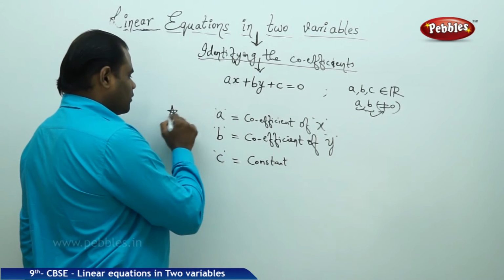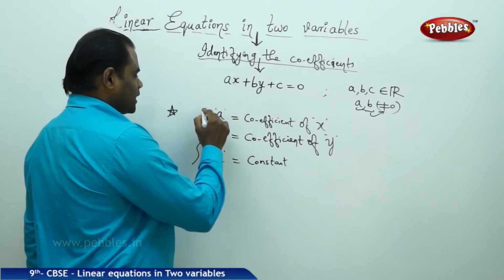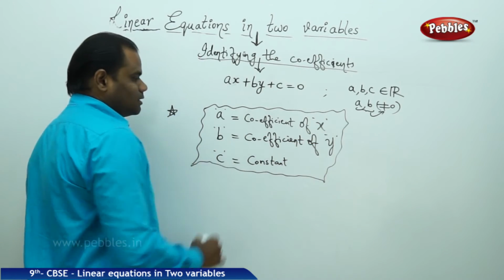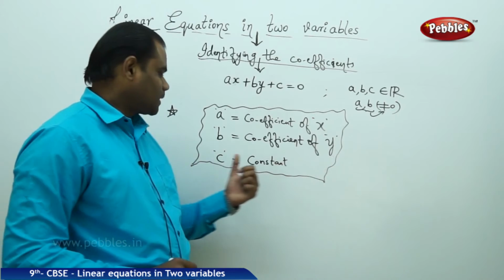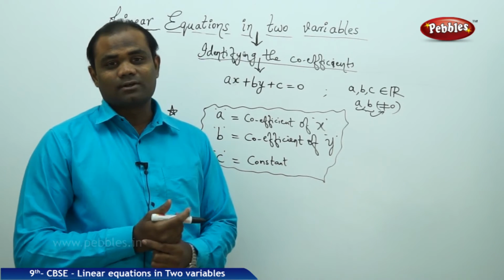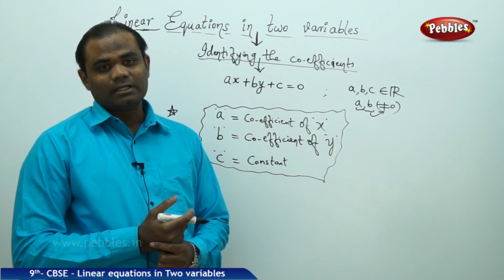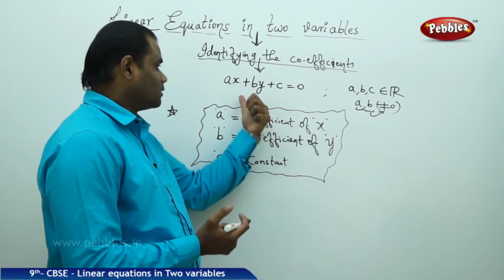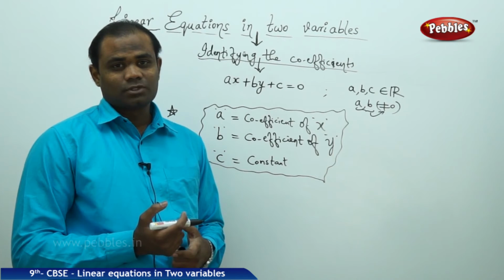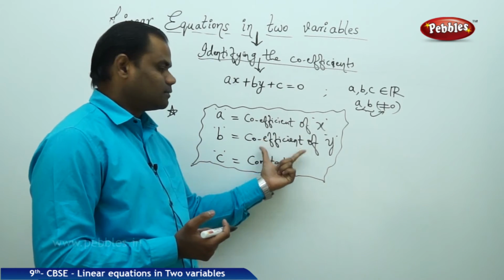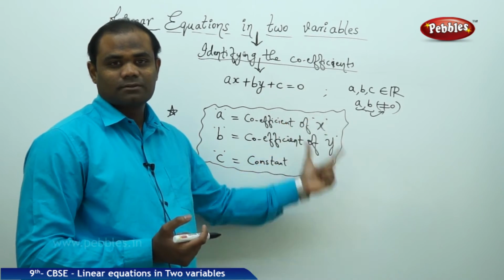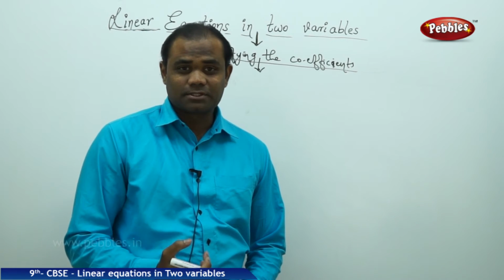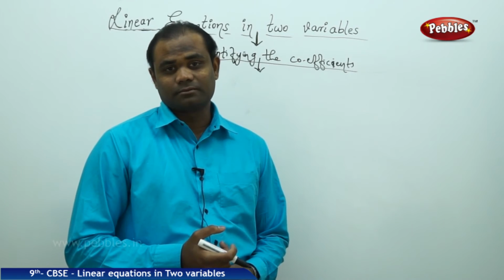So the formula for finding A is the coefficient of x, the formula for finding B is the coefficient of y, and the formula for finding C is the constant. A, B, C are the constants of the given polynomial or the given linear equation, to be identified through the respective formula definitions. Let's see an example problem to identify the coefficients in the given linear equation.